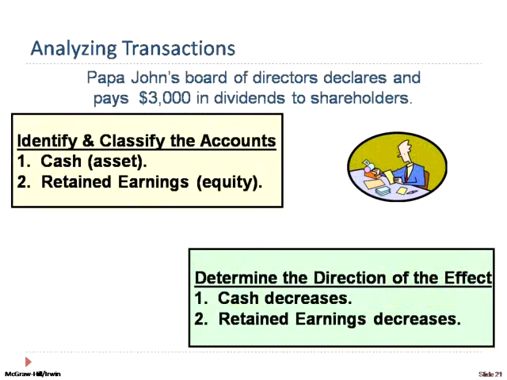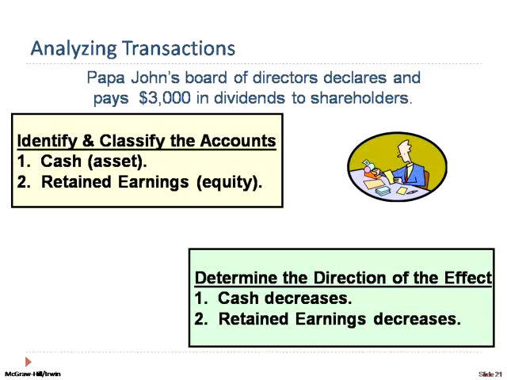In our final transaction, Papa John's declares and pays a $3,000 dividend to its shareholders. By now, you should be able to identify and classify the accounts involved and determine the direction of change.